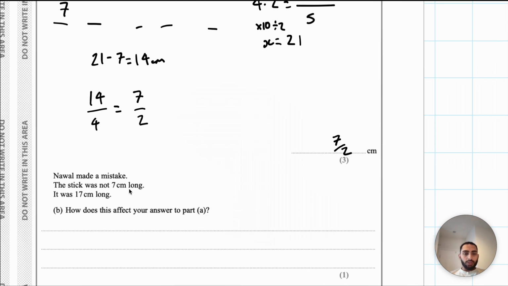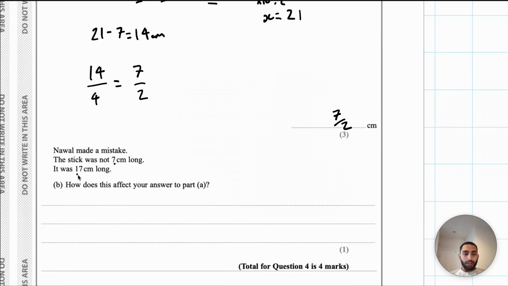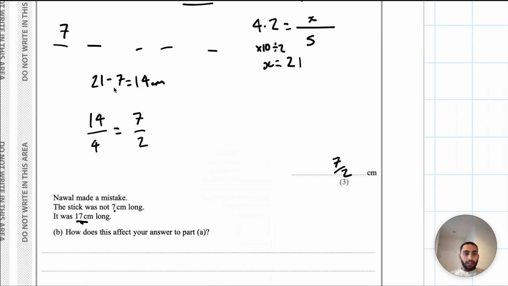Now I made a mistake. The stick was not 7 centimeters long, it was 17 centimeters long. So the stick that he measured originally, he thought it was 7, but it actually was 17. How does this affect your answer to part A? Let's just think, if we took off 17 over here instead of 7, we would end up with a much smaller answer here, and the mean of the remainder ones would be much smaller.